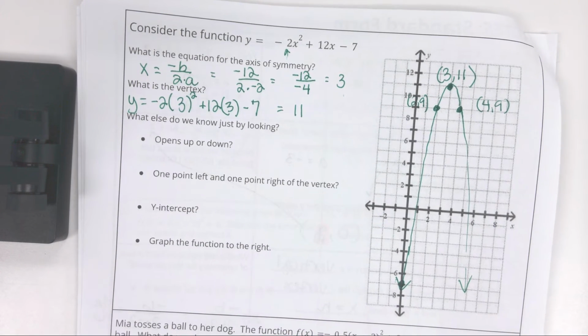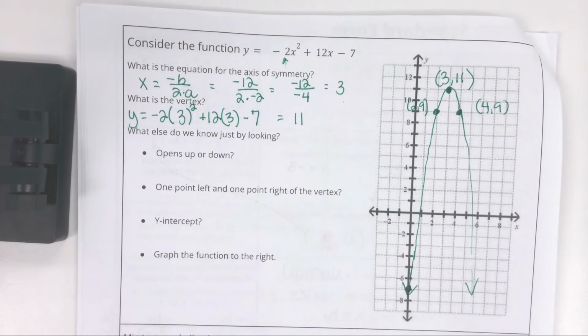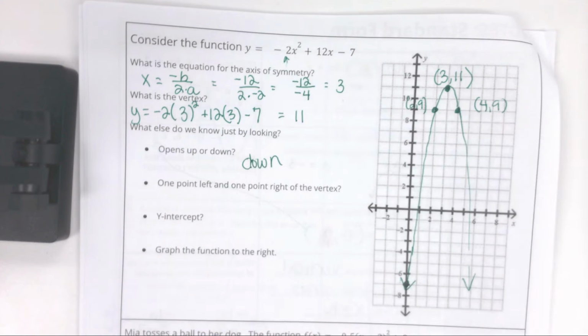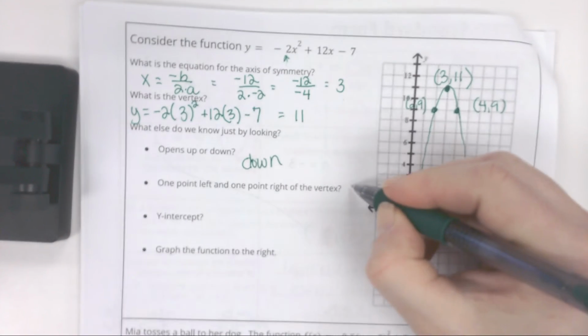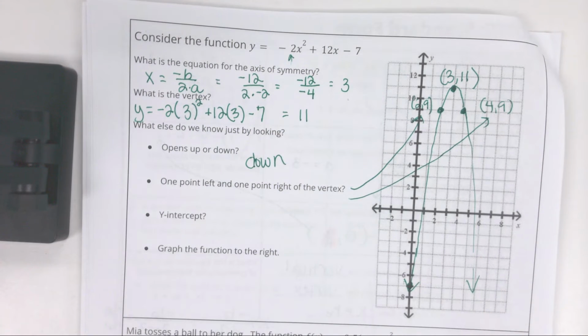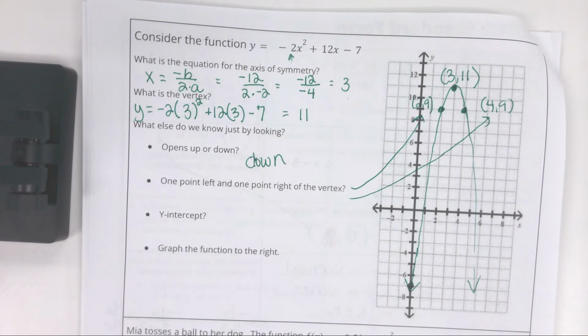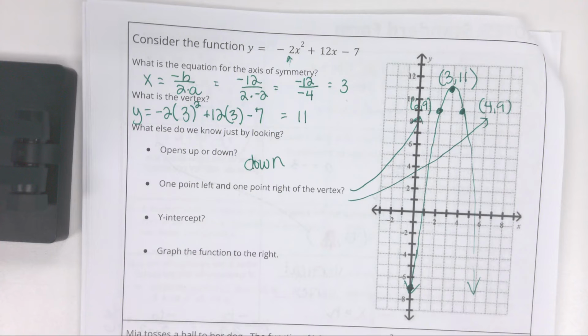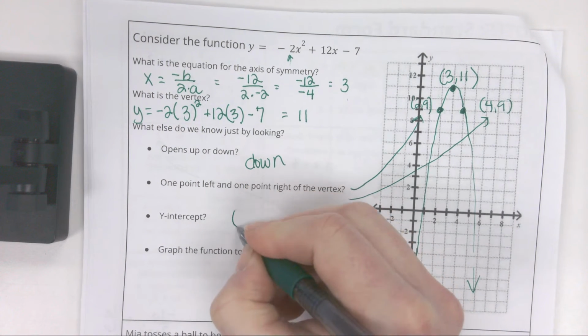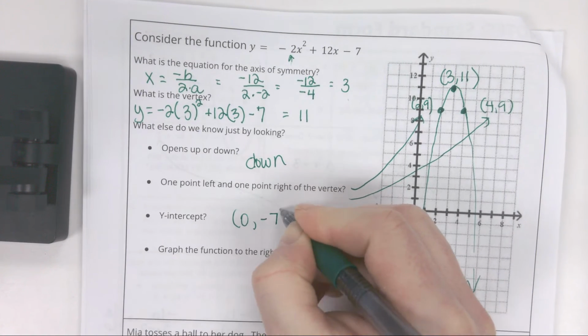Does this open up or down? Down. What's one point to the left and the right of the vertex? If you labeled this on your graph, just draw an arrow there. Just those points. What was the y-intercept? It was (0, negative 7).